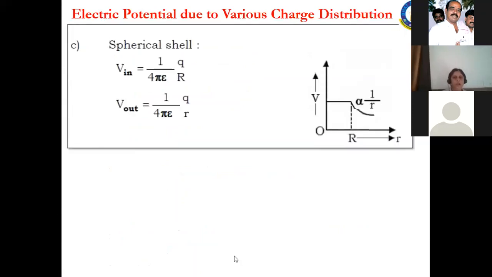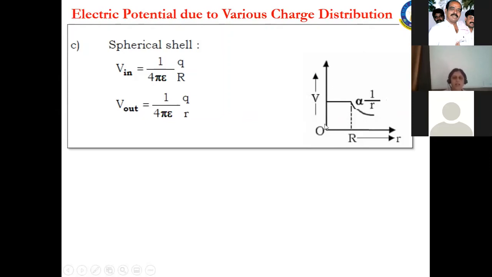Now electric potential due to a spherical shell. You have seen electric field due to the spherical shell. Here it is the electric potential. So for the spherical shell, V inside the spherical shell is 1 by 4 pi epsilon naught Q by R, and outside that is 1 by 4 pi epsilon naught Q by small r. Here capital R is the radius of the shell, and small r is any distance outside the shell. Here the graphical representation, again this is important.